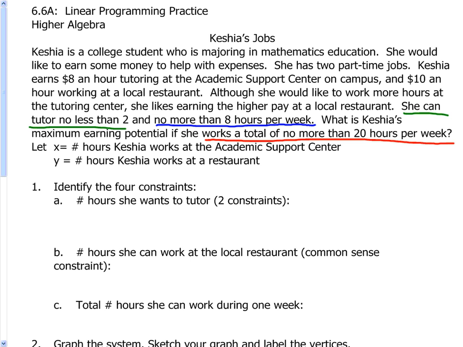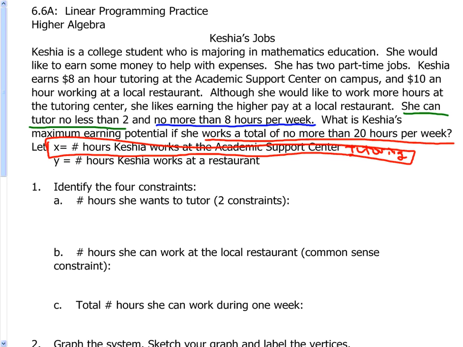Okay, the things I've underlined here, as we just read through the problem together, are the 3 things that I can use to write equations. You know, the $8 an hour and the $10 an hour, why aren't those going to be graphed? Because those are going to be in the objective function. And so you don't include those on the graph. The graph is X is the hours she works at the Academic Support Center, which, by the way, is the tutoring. And the Y is the restaurant one.